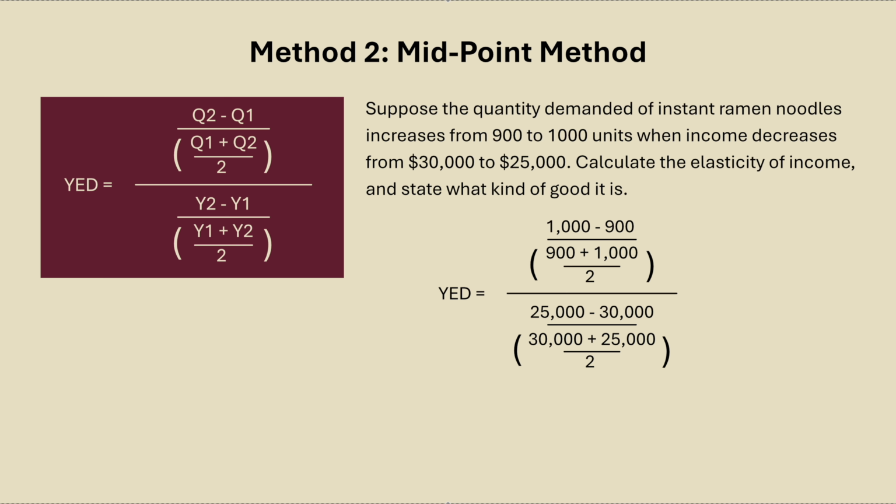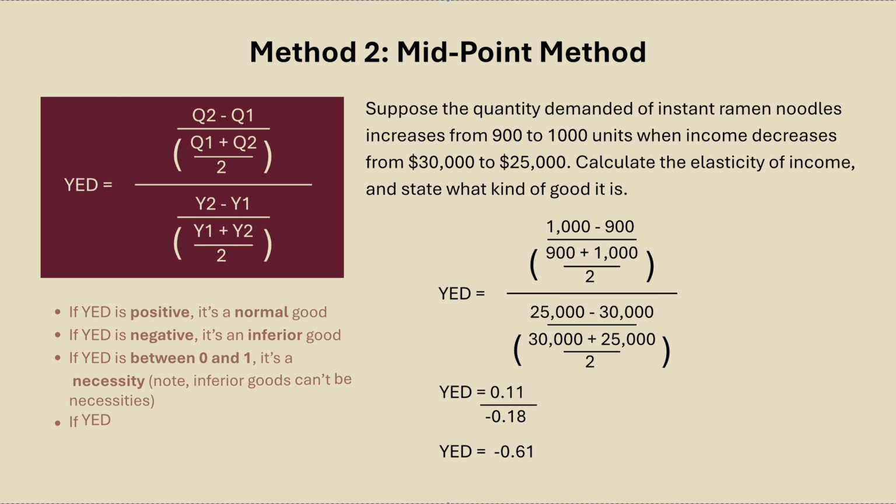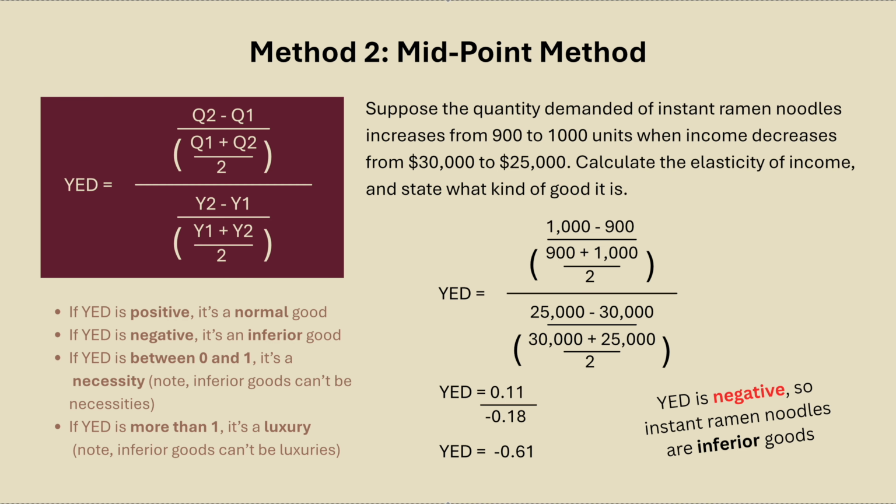Alright, let's simplify that. The top half simplifies to 0.11. The bottom half simplifies to negative 0.18. 0.11 over negative 0.18 equals negative 0.61. Great, let's interpret this using our rules. In this case, YED is negative, so instant ramen noodles are inferior goods. Which makes sense, because instant noodles is something that people in general would probably buy less of if they were richer. Great, that's basically all you need to know.